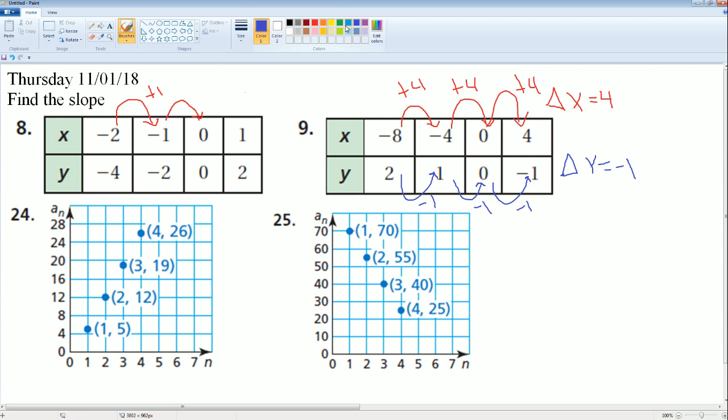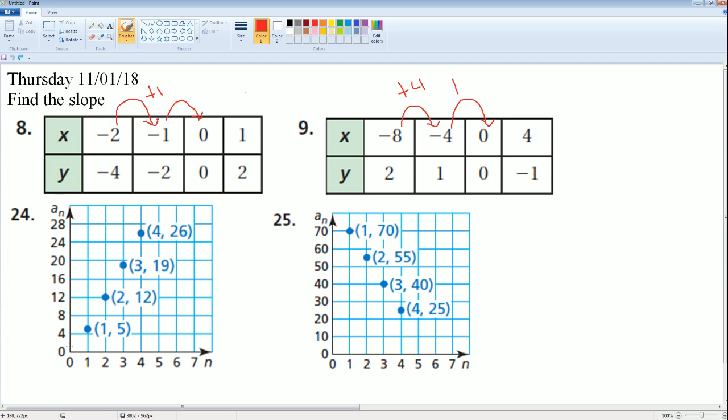Plug into the slope formula. Let's see what we get. Again, remember, slope formula is defined as m is equal to delta y over delta x. What is delta y? 1. What is delta x? 4. Ooh, no, -1. So we would say that this one, number 8, has a slope of -1 over 4. That is how you do number 9. Make sure you draw the arrow. Let's look at this one.